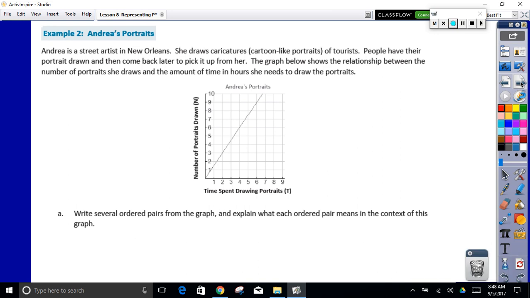All right, so people have their portrait drawn and then come back later to pick it up from her. The graph below shows the relationship between the number of portraits she draws and the amount of time in hours she needs to draw the portraits. Jimmy, which one is our independent variable on the graph?